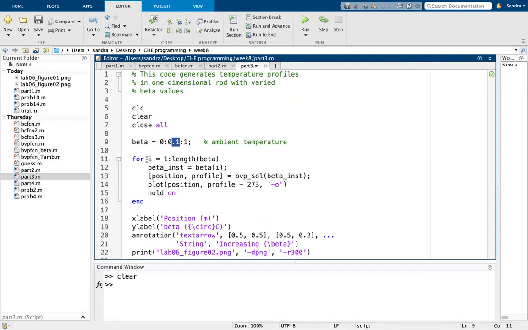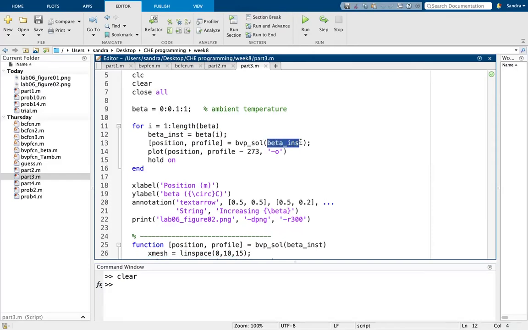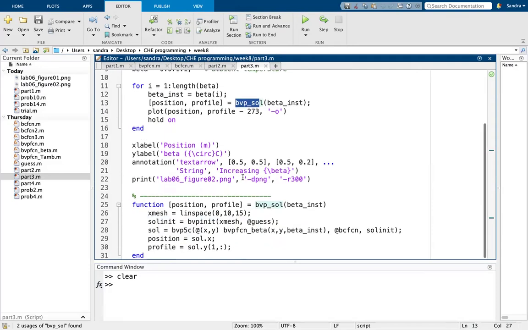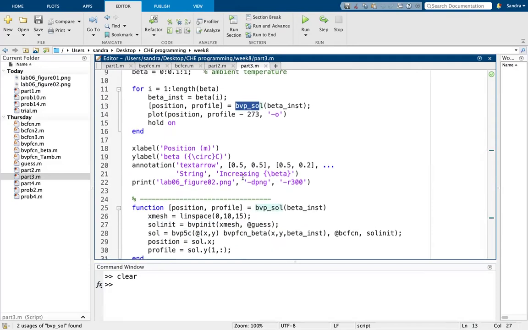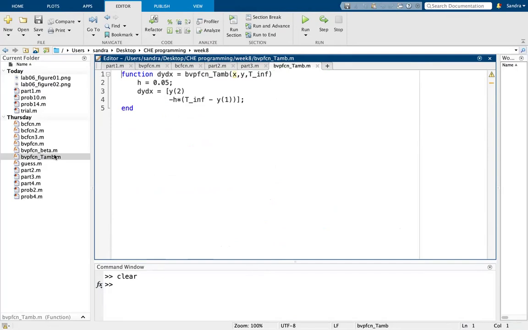Again, you loop over values of beta. A particular beta value is extracted here, and I give this beta value as an input to BVP solve. Remember where this beta value was coming from? It was also coded in the ODE function. So only this part of the question changes, and everything else remains the same. Instead of the earlier BVP function, right now I have a different function altogether.